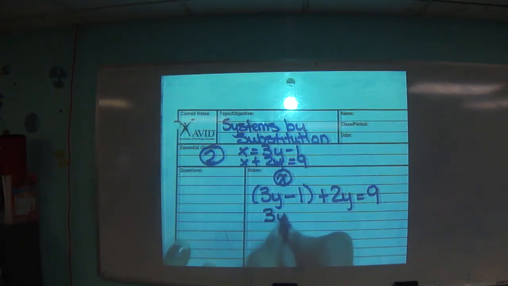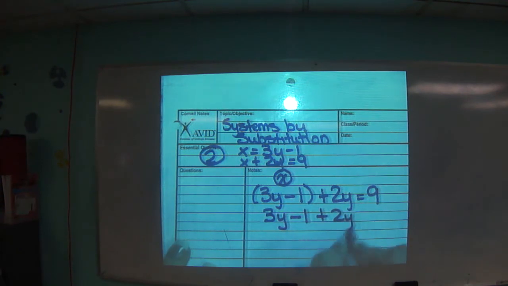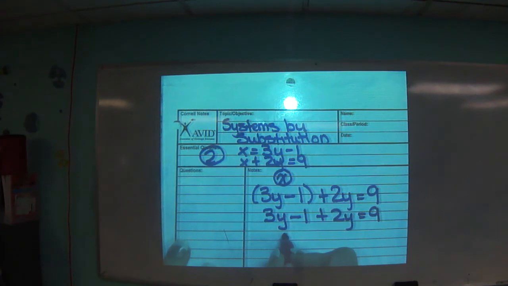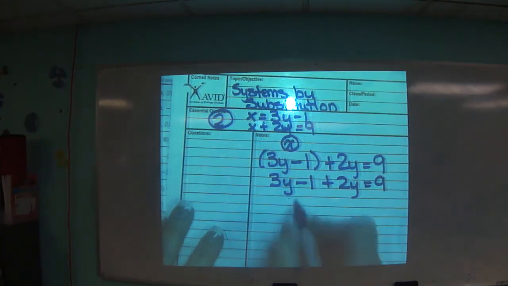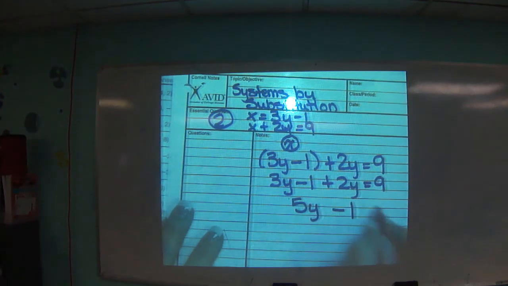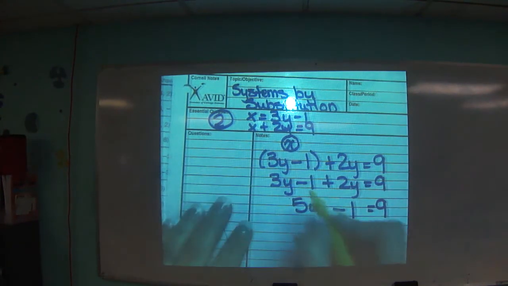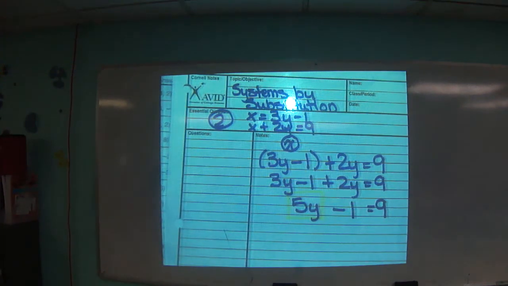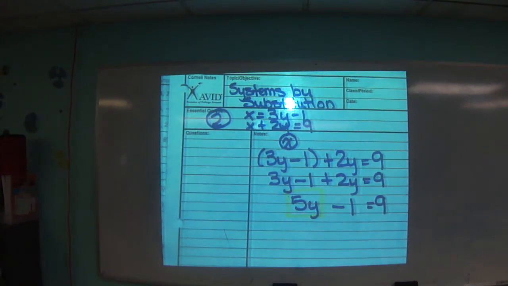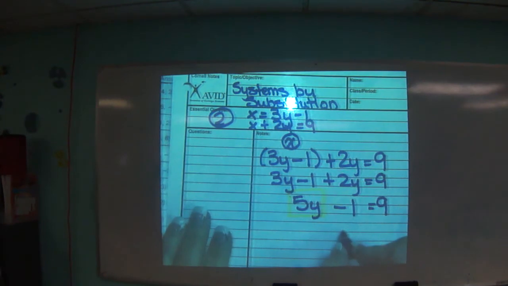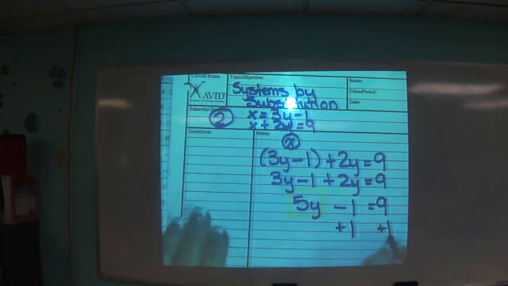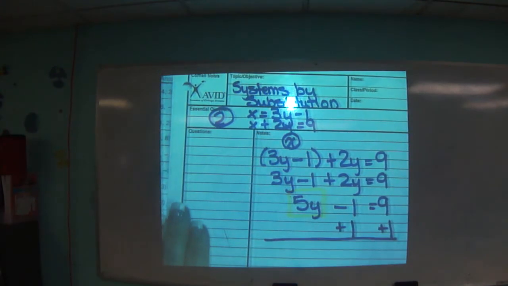So now we have 3y minus 1 plus 2y equals 9. Can we combine like terms? Yeah, so what do we have? How many y's? 2 y's and 3 y's, 5 y's. Minus 1 equals 9. Can we isolate the variable expression? And how would we do that? Get that by itself. Who's it hanging with? Minus 1. To get rid of minus 1, we have to add the opposite, which is plus 1, on both sides of the equal sign.